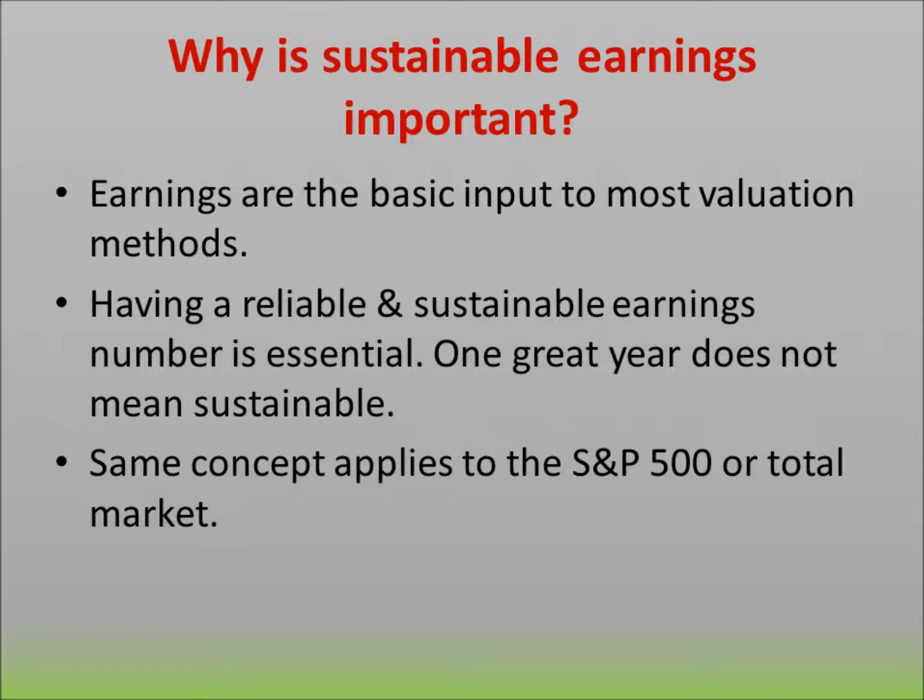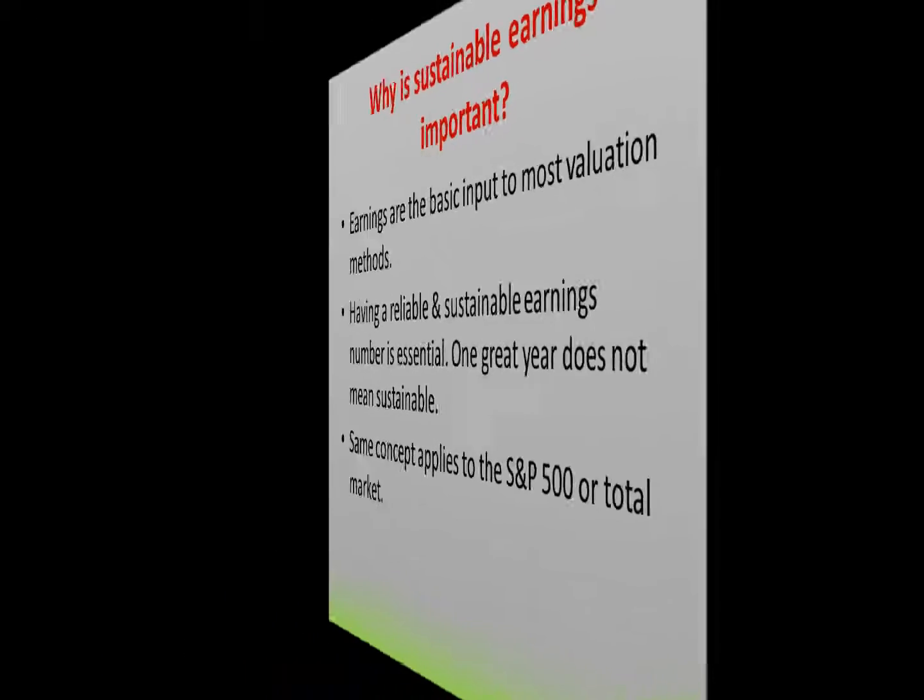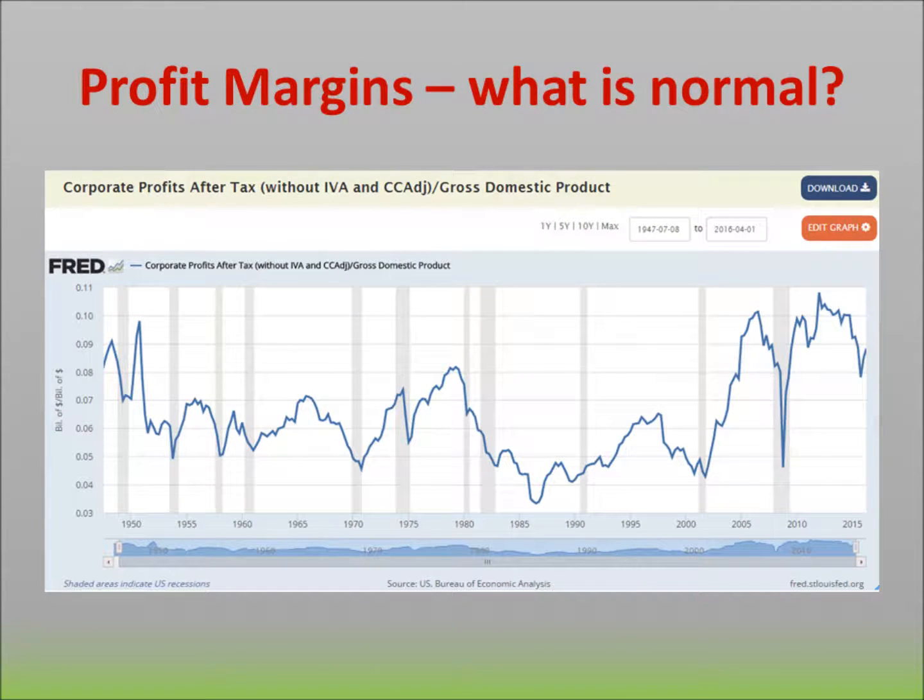If a lender were going to lend you money for the investment, they would want to make sure that you could service the debt going forward, not just based on the most recent year. And the same concept applies to the S&P 500 or the total market. So this is what profit margins after taxes as a percent of GDP look like over time. And you can see right away that this is not a stable number. It has varied from a high of around 10% going down as low as 4%. And so you can see where we are today. We're at just under 9%, and we're actually down from the highs of a little over 10% over the past 8 quarters. The question is, what is normal?